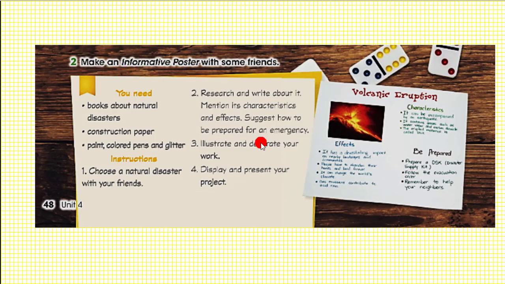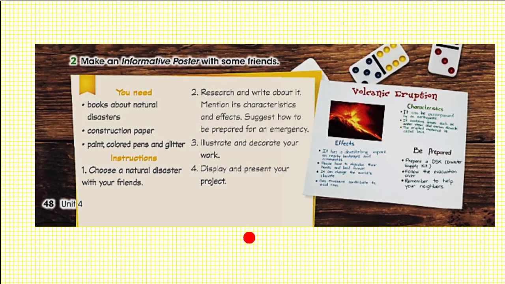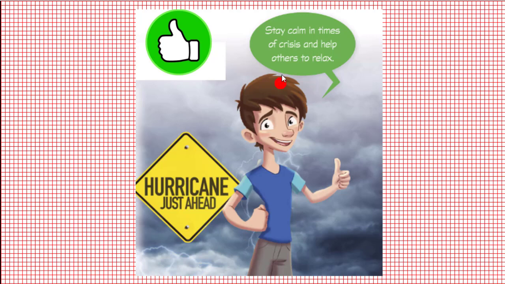Un póster informativo. Okay. Now I'm going to show you, for example, something. Yeah? Mira por favor estas personas lo que estaban haciendo antes que ocurriera un desastre natural. En este caso, hurricane. Pay attention. Pero antes, déjame decirte. Stay calm in times of crisis and tell others to relax. Mantén la calma en tiempos de crisis y trata de ayudar a los demás a relajarse. Right? Aquí dice hurricane just ahead. Huracán más adelante. O sea, cuando ves algo así, una situación en riesgo, ya sabes, mantén la calma y ayuda a los demás a relajarse. Yes, it's very important to know about it. Ok, ahora sí, vayamos a ver esas personas y lo que estaban haciendo antes de un desastre natural. Pay attention.